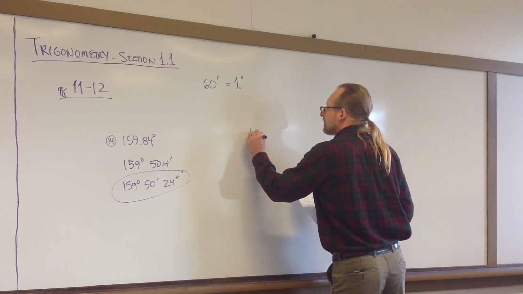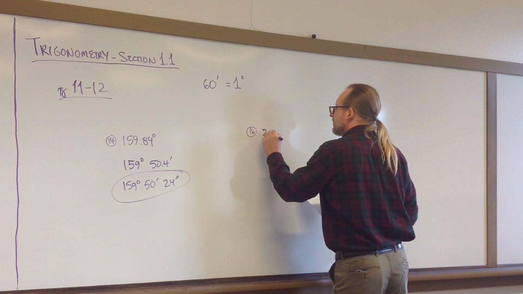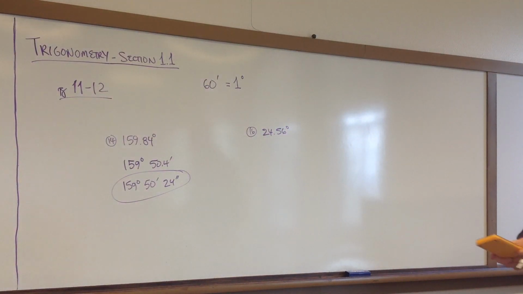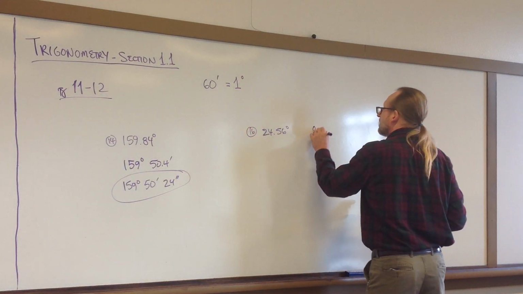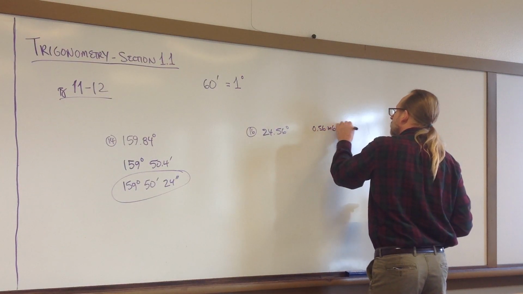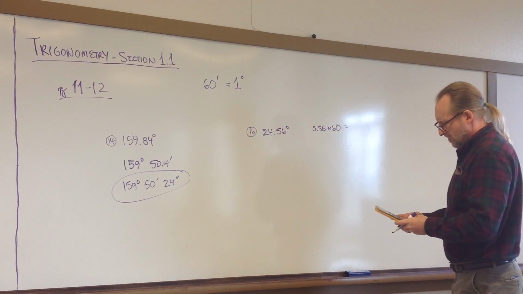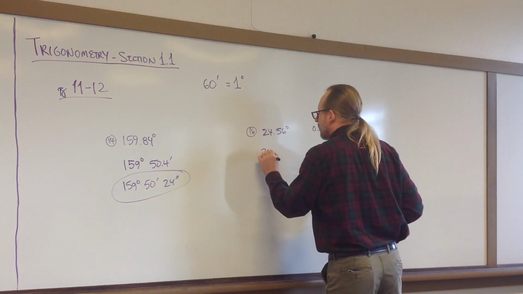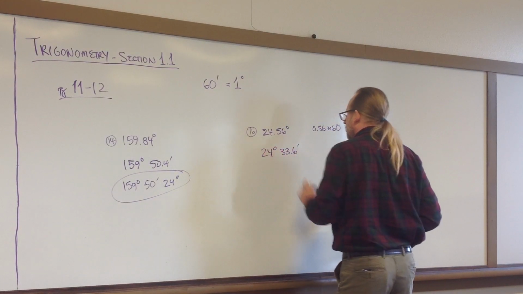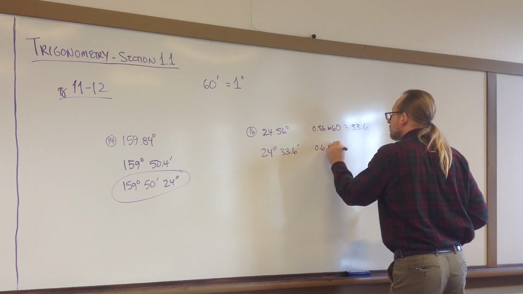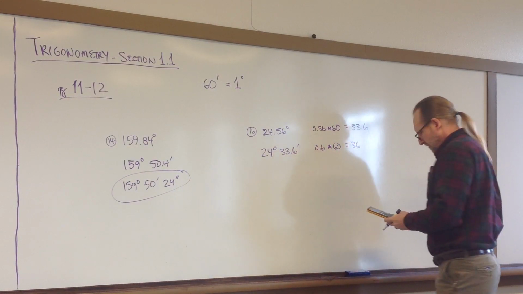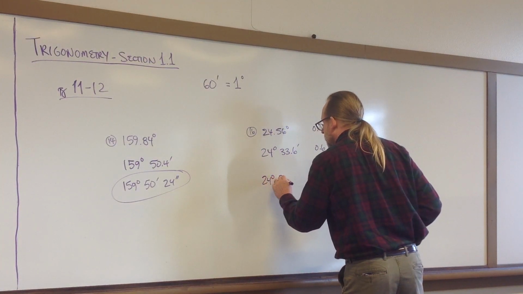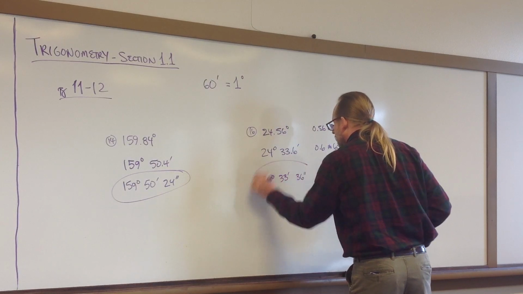Let's see. Problem 16. 24.56 degrees. Again, take that 0.56, I'll write it down this time, and multiply it by 60, and that's going to be 33.6. So this will be 24 degrees, 33.6 minutes. Then take that 0.6, multiply it by 60, I believe that should give us 36. Yeah. So this is 24 degrees, 33 minutes, 36 seconds.